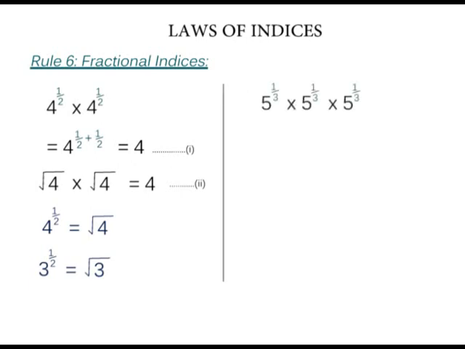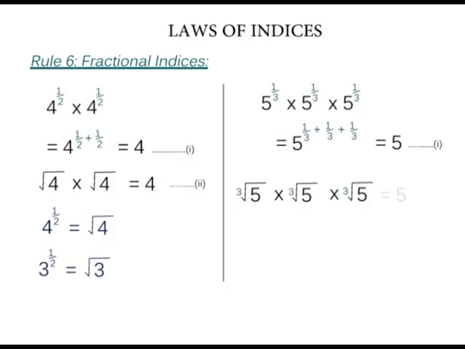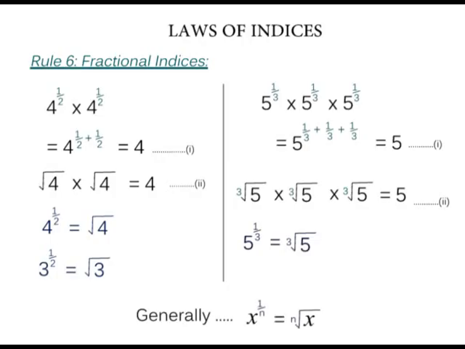Equally, 5 raised to a third times 5 raised to a third times 5 raised to a third is equal to 5 raised to a third plus a third plus a third, giving us 5. Also, cube root of 5 times cube root of 5 times cube root of 5 is 5. Considering the above two equations, it means that 5 raised to a third is equal to cube root of 5. Generally, x raised to power 1 over n is equal to nth root of x.